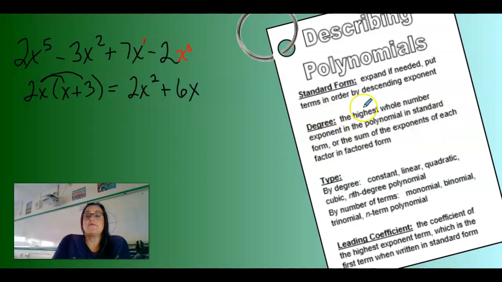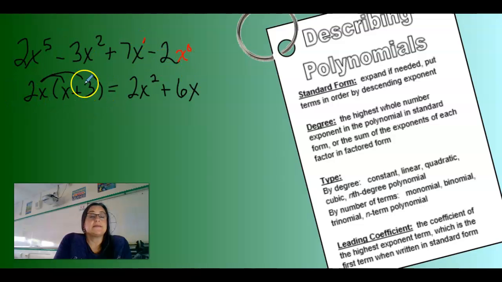Okay, the degree of a polynomial is the highest whole number exponent in the polynomial written in standard form. Or in factored form, it's the sum of the exponents in each factor. So in our first polynomial, 2x to the fifth minus 3x squared plus 7x minus 2, my highest exponent is 5, so this would be a degree 5 polynomial.